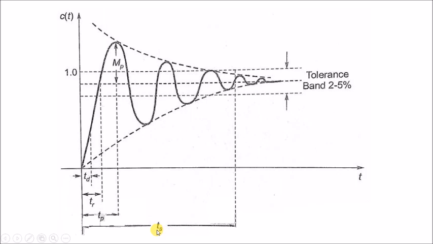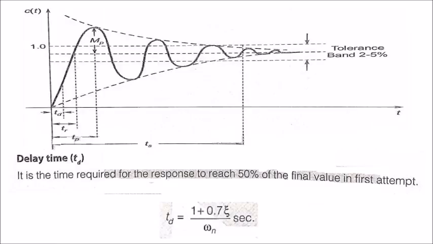And this is TS, that is called settling time. That means it's the time taken for the system to settle down within this tolerance zone. So these are some terms you need to remember: TD, TR, TP, TS, MP. Okay, the very important things you have to remember. Let's study one by one.